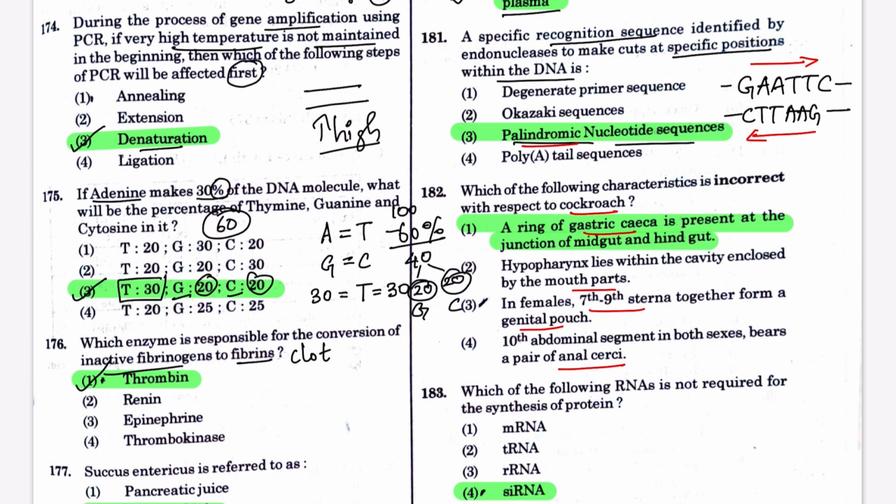hepatic caeca or gastric caeca, both mean the same, is present at the junction of midgut and hindgut. No, it is present at the junction of foregut and midgut. Okay, so this option is wrong.